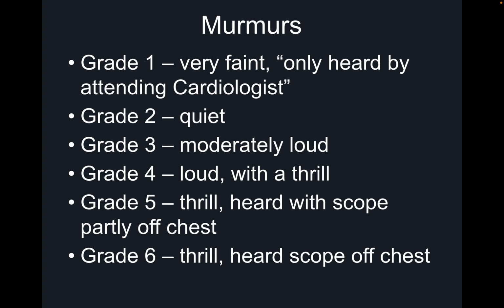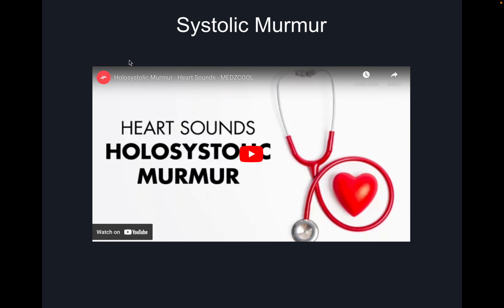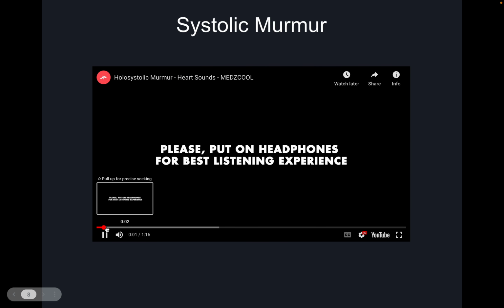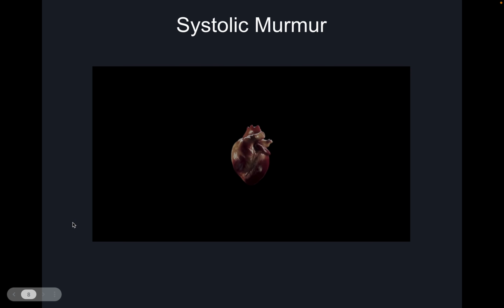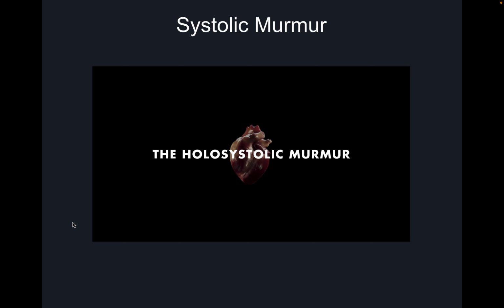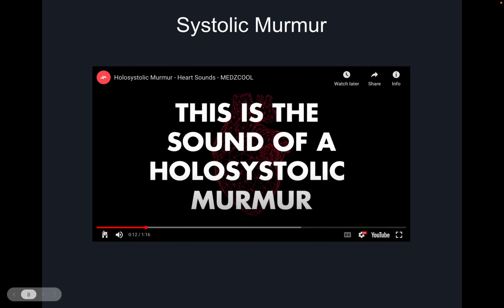And then we also try to describe these murmurs based on where we hear them the loudest, as far as what auscultation point on the chest, and the portion of the heart cycle that it is heard best. For example, a systolic murmur, which is during systole. And here's an example. So this is swish dub, swish dub, swish dub, and that's a holosystolic murmur, meaning it's all throughout systole.